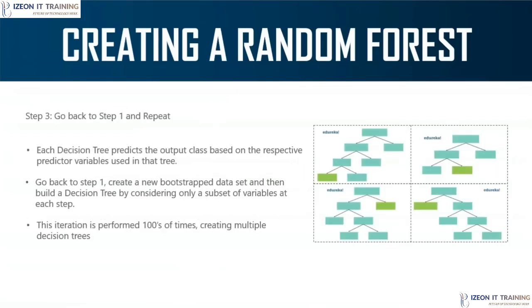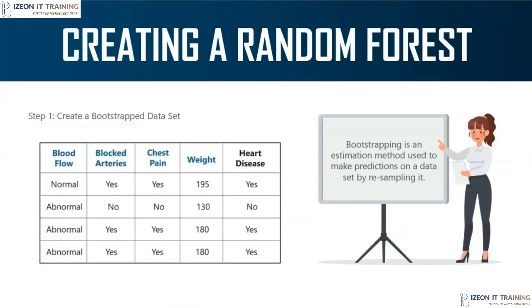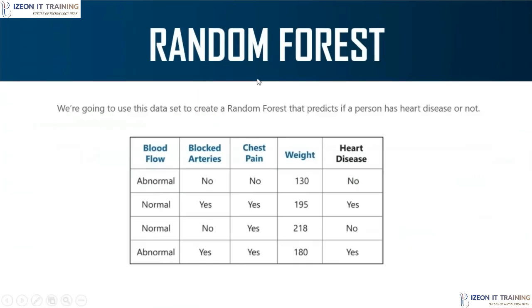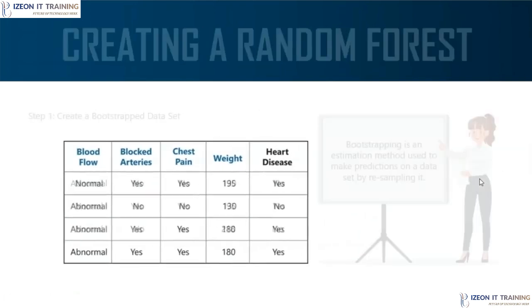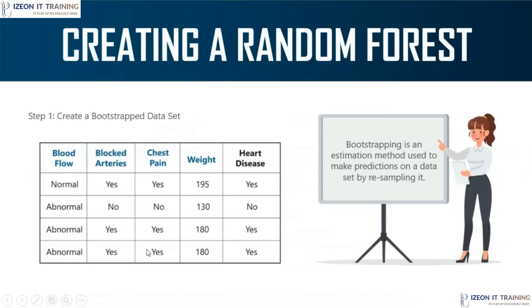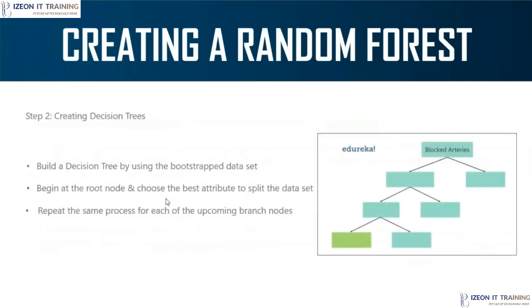To give you an overview, let me just run you through all the steps that we took. So basically, this was our data set, and all we have to do is predict whether a patient has heart disease or not. So our first step was to create a bootstrap data set. A bootstrap data set is nothing but randomly selected observations from your original data set, and you can also have duplicate values in your bootstrap data set. Okay. The next step is you're going to create a decision tree by considering a random set of predictor variables for each decision tree.